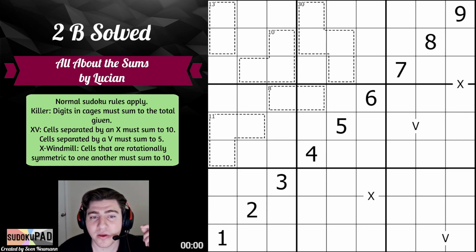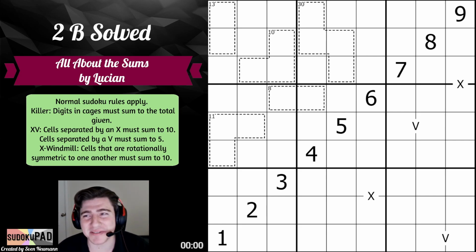So that's it for the rules. The way that this plays out, there's going to be a lot of jumping back and forth. Again, I built it with a specific path in mind for this one. And it's a lot of jumping back and forth between the top half, which is our killer cages, and the bottom half, which is our XV clues. And it's all again because of our rotationally symmetric.